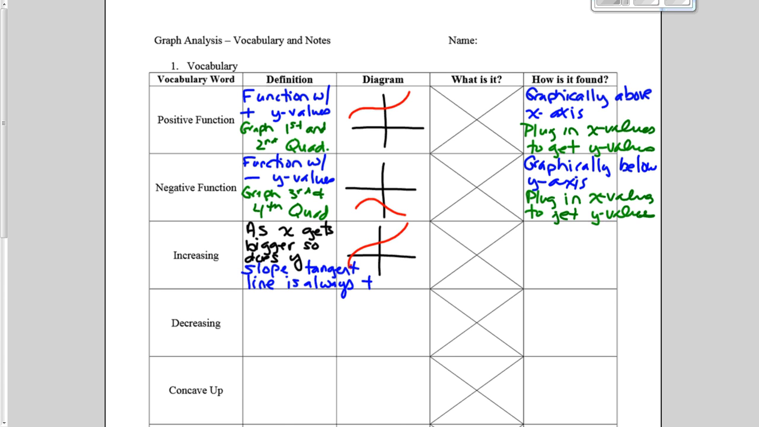When we look at the graph that I have, if you were to sketch little tangent lines, all of those little tangent lines would have a positive slope. That means that that function is increasing. So the slope of the tangent line is positive. That translates into the derivative. So where it says how is it found, we want to find where the derivative, because that's the slope of the tangent line, is positive.